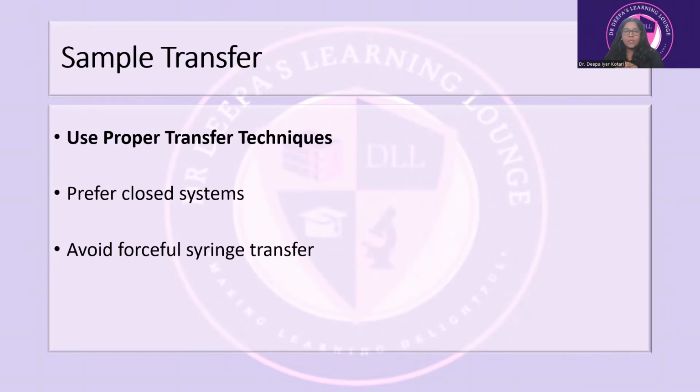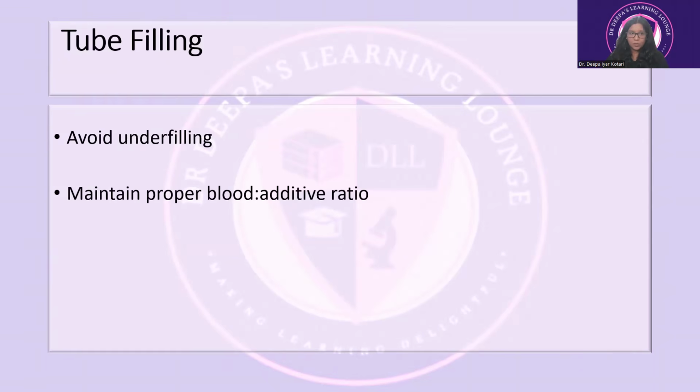And if it is unavoidable, use a gentle syringe transfer without the needle. That is also fine. But forceful syringe usage with the needle, which can damage or hemolyze, or excessive movement during transfer, all these should be avoided to avoid hemolysis. So proper transfer technique also has to be used.